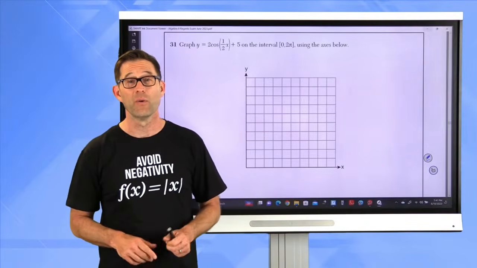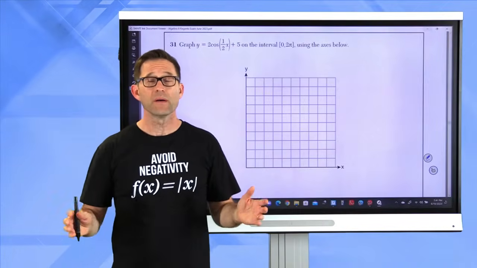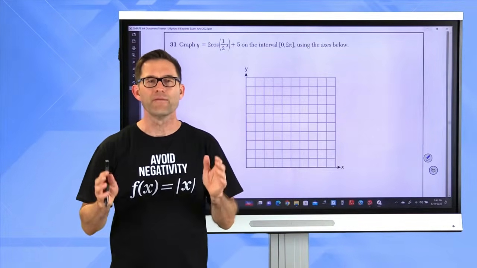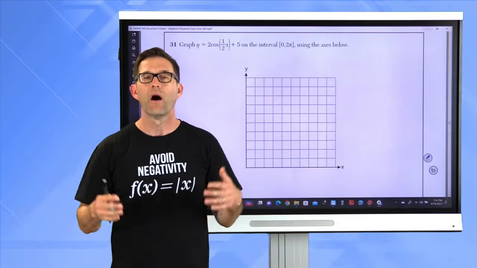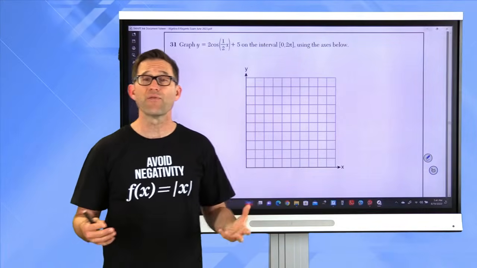Let's take a look at 31. Graph y equals 2 times the cosine of 1/2 x plus 5 on the interval 0 to 2 pi using the axes below. Okay, all right. Well, sometimes you have to graph a very, very simple trig function on the Algebra 2 exam. And this is a very simple trig function. Let's review some things we've already talked about.